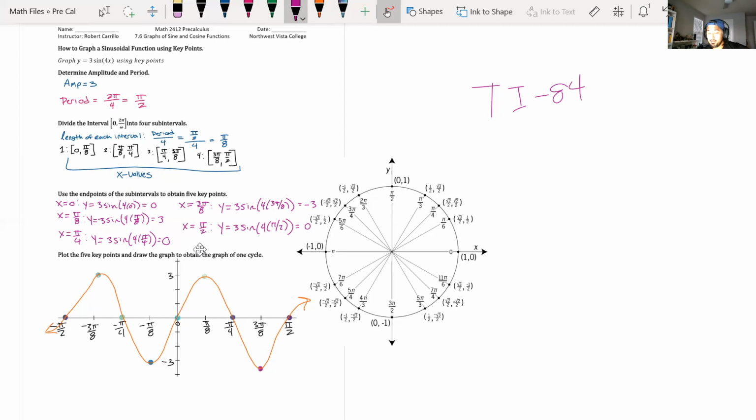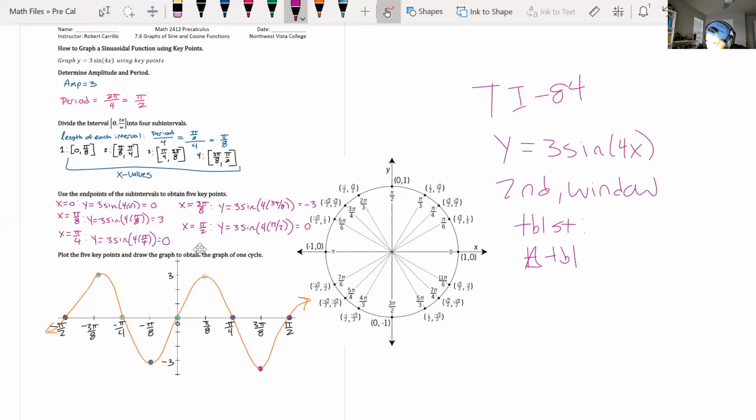Now I am. Okay, now you're gonna hit your Y equals button and type in the function. Okay, I typed in 3 sine 4x. Okay, now you're gonna hit second and window, which should be right next to your Y equals button. So you hit second window, and then you should get some things like table setup, table start. There is a little triangle and it says table equals 1.